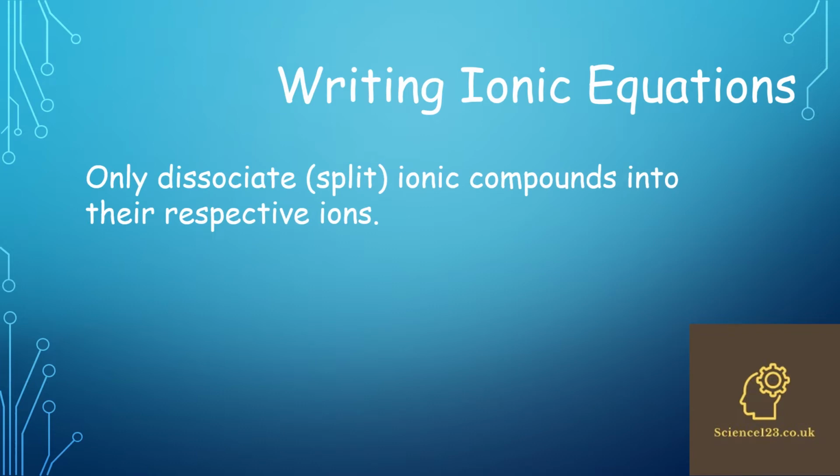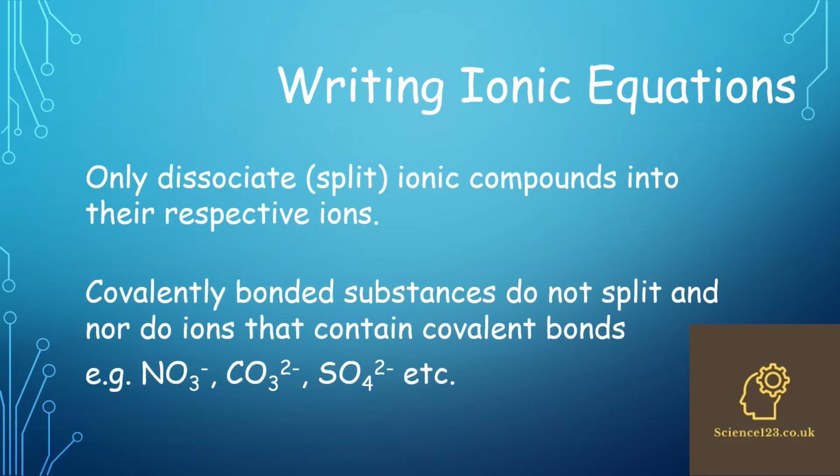So remember, we only dissociate ionic compounds into their respective ions. Covalently bonded substances do not contain ions. They are non-metals bonded together. You need to be able to recognize these in equations, with the most common examples that you will see being carbon dioxide as a gas, and we've already seen H2O as a liquid.